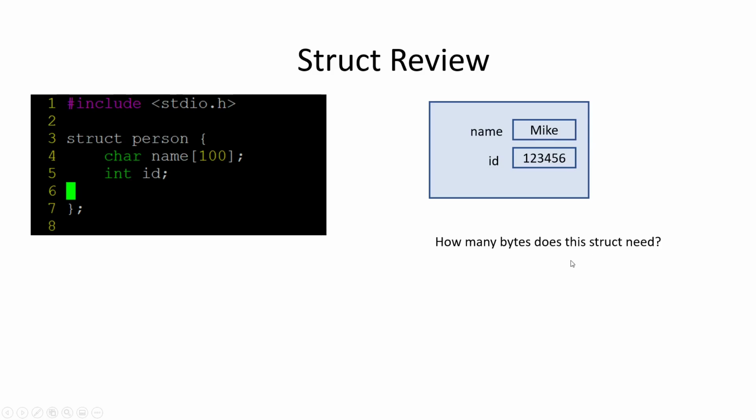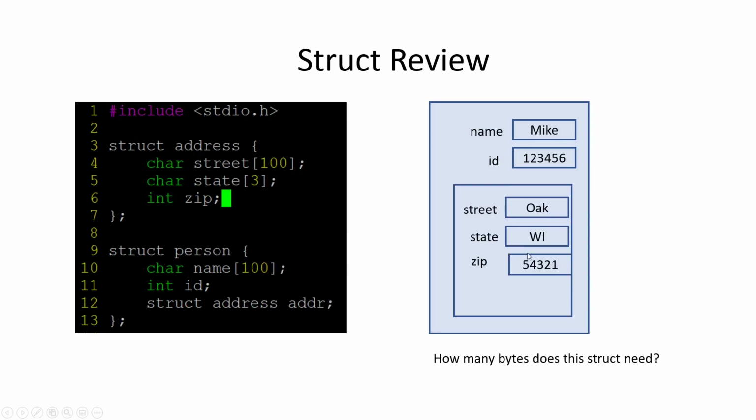Okay, so the next thing I want to highlight is that structs can actually have other structs inside of them. So here I've just added some more code. I've got my struct person right here, and I'm adding an address for my person struct. So struct address is how I create an instance of a struct. I'm calling it address inside of the struct person here. And I've got a description of that address. So my address has a street name, again 100 characters, the state name 3 characters because we need to reserve one for the null character, and an int zip code.